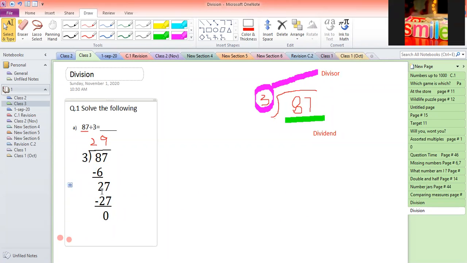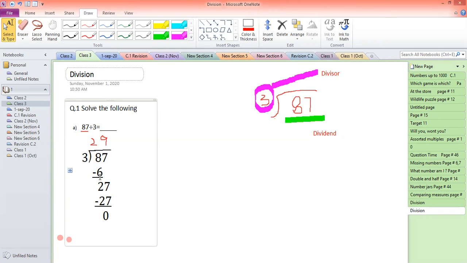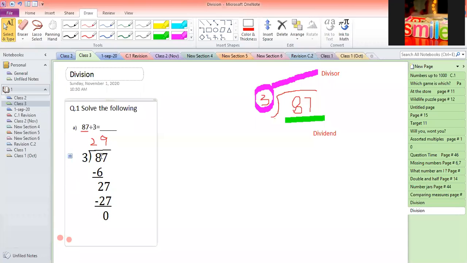Now you repeat the steps again. You check how many 3's are there in 2. So there is no 3 in 2 because 2 is less than 3. So now what you will do, this is 7. You drop down this 7 from here to there. And it becomes now 27.